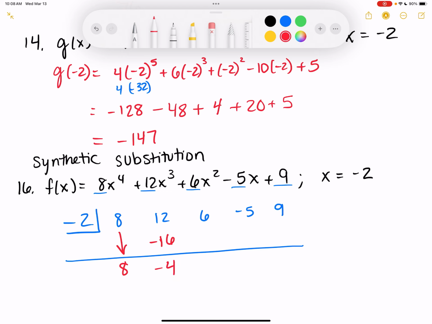Then we multiply by -2, so that's +8. Then plus 6 is 14. Times -2 is -28, so that's going right here. Minus 5 is -33. Times -2, that's going to be a +66. And then add 9, that would be 75. So the answer to this problem is 75.